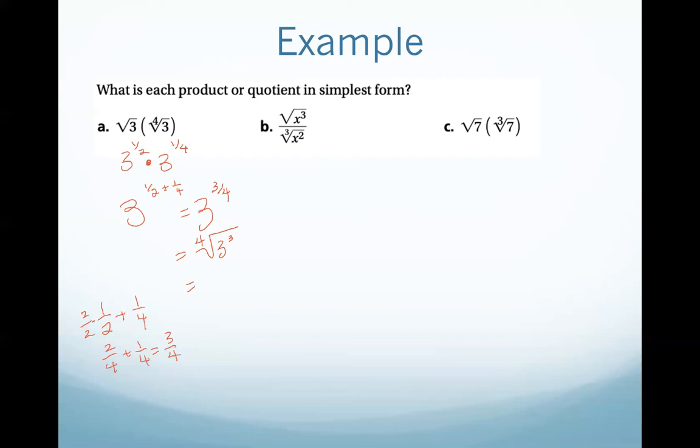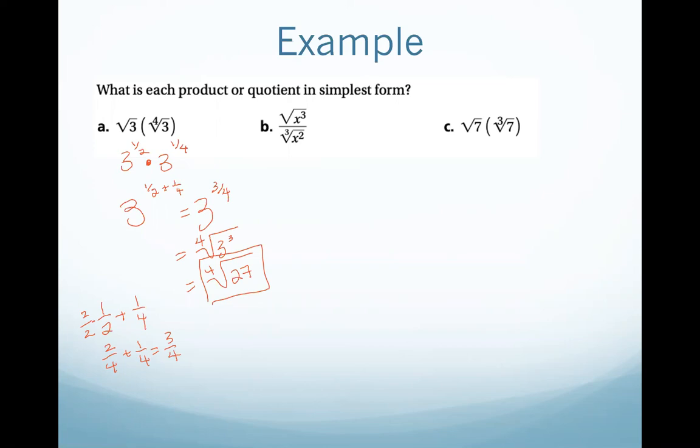Okay, to simplify that, 3 cubed is 27. So I have the 4th root of 27. Since the question was given to me in radical form, I will give my answer back in radical form, unless it specifies differently. For part B, the same thing.